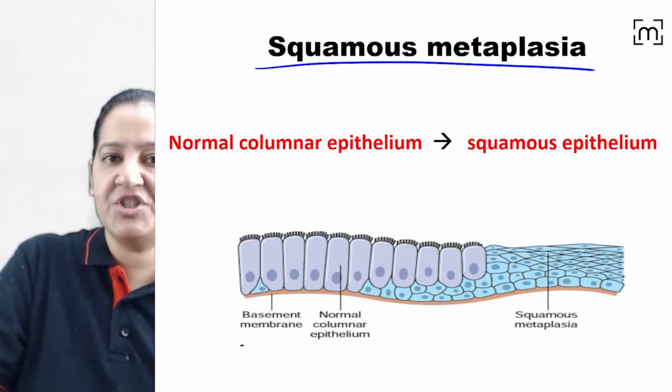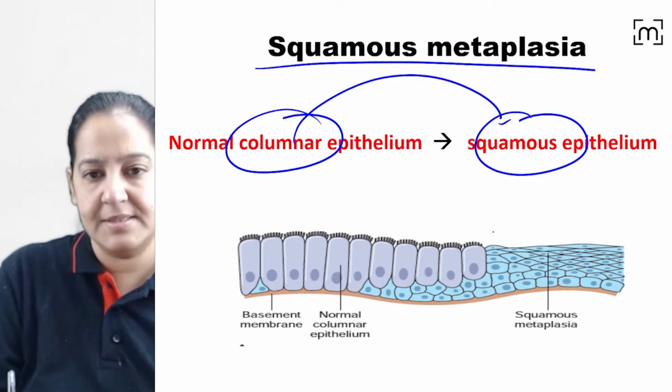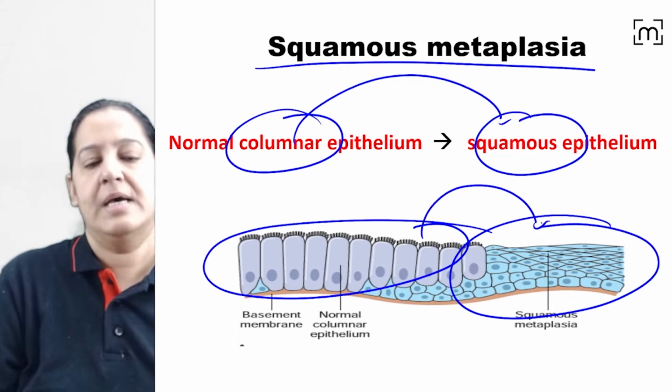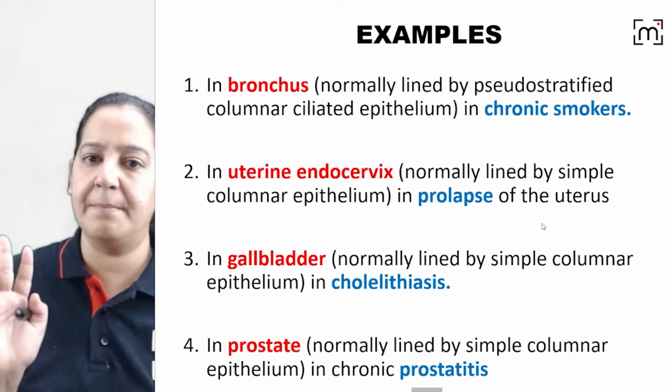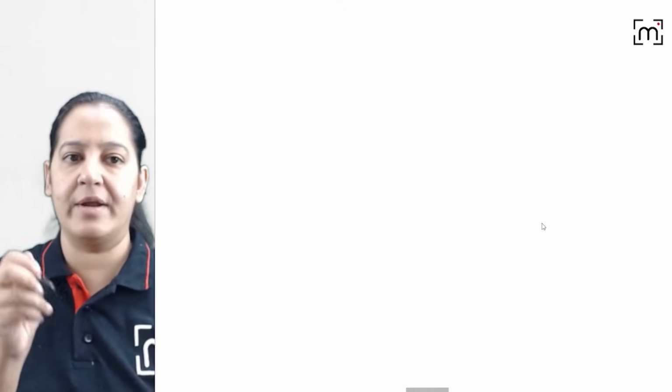What is squamous metaplasia? Initially columnar is there, but due to stress it got converted to squamous. So that is squamous metaplasia. There are four examples. I will draw all four examples for you.